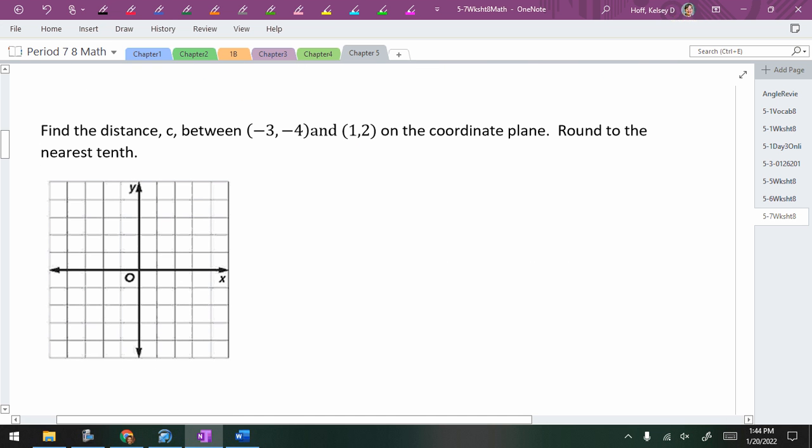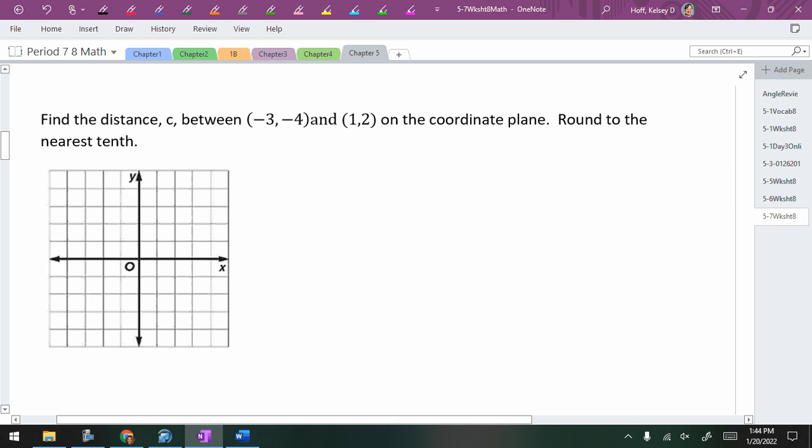So let's try this one. Let's find the distance, they call it C, between 3, negative 4 and 1, 2 on the coordinate plane, round to the nearest tenth. First, plot those points and connect them with the dot.